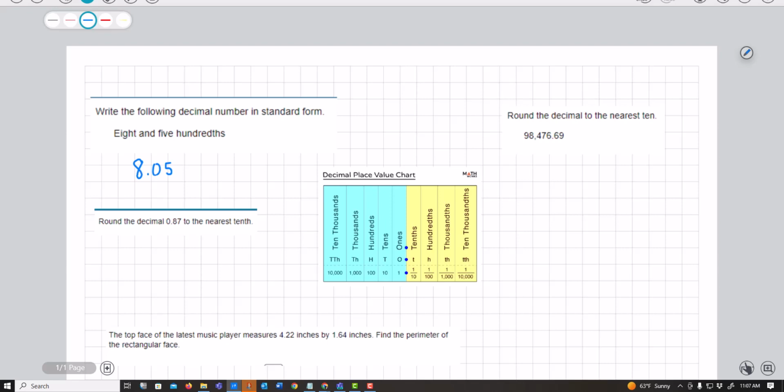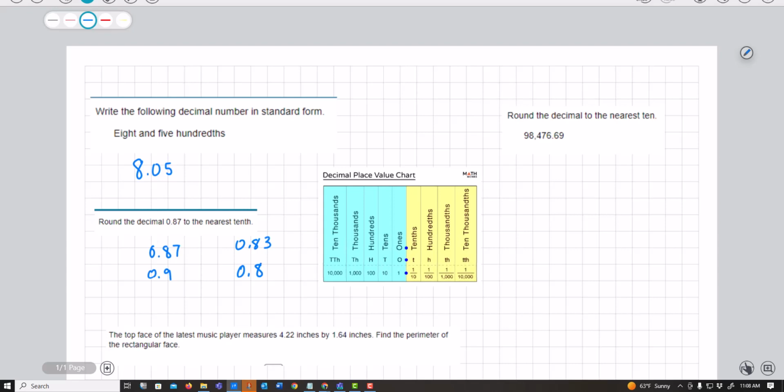Next one here says round the decimal to the nearest tenth. We can see that is the first decimal place. So the 8 is what we're rounding. We look at the number to the right. If that is 5 or above, then we round up. So if it would have been something like 0.83, that would have rounded to 0.8.